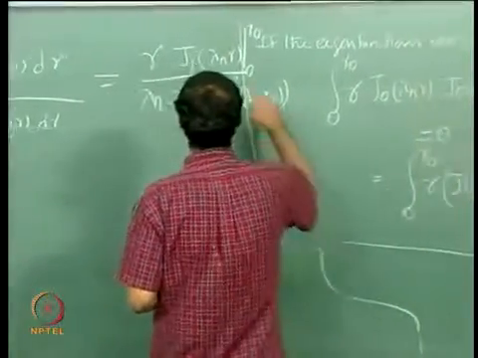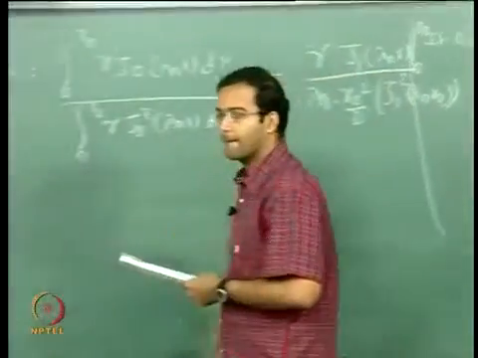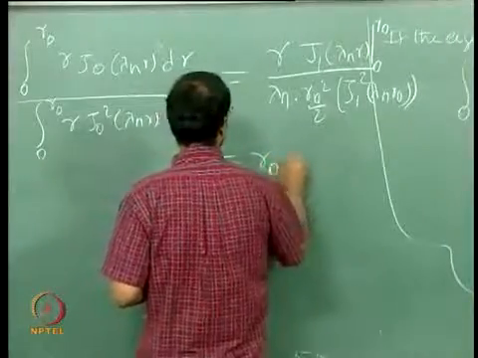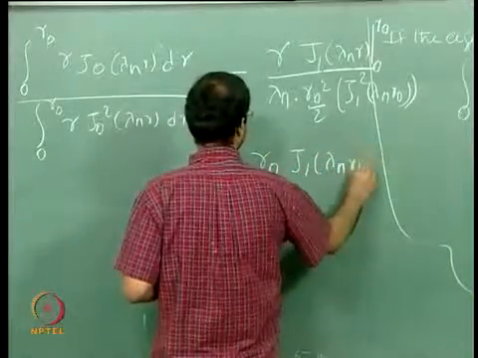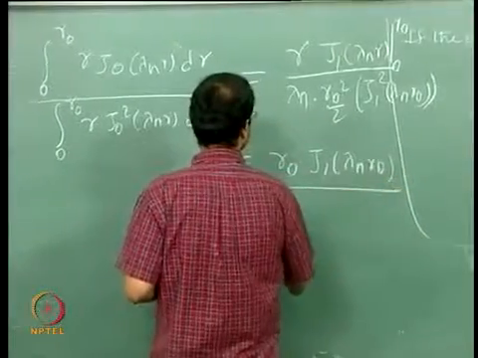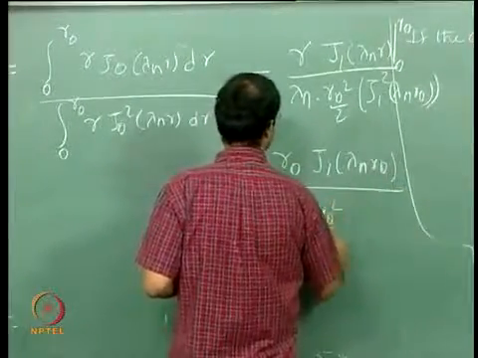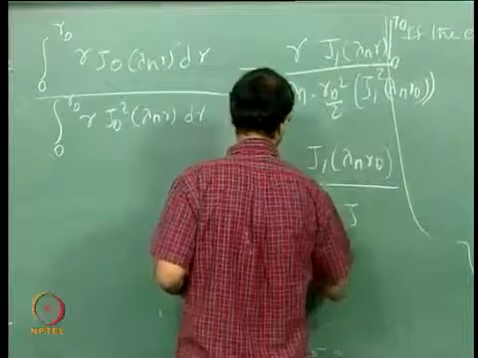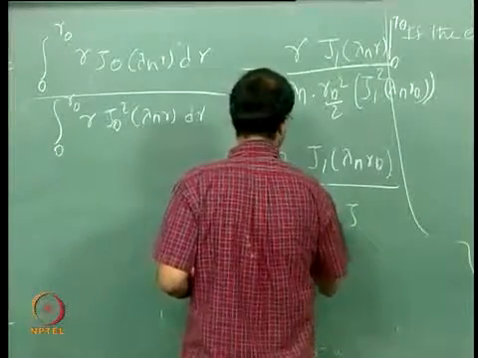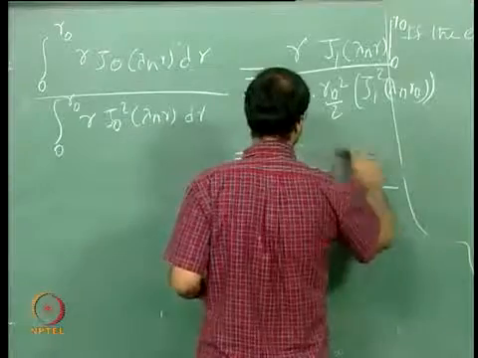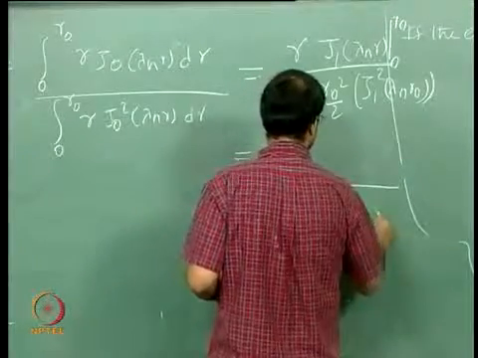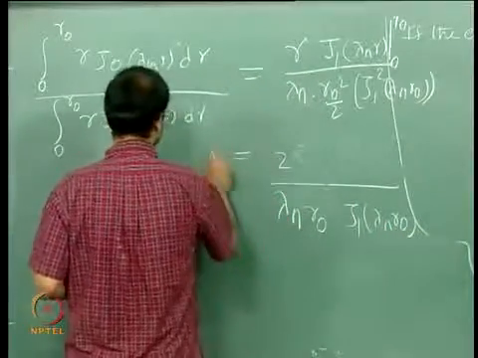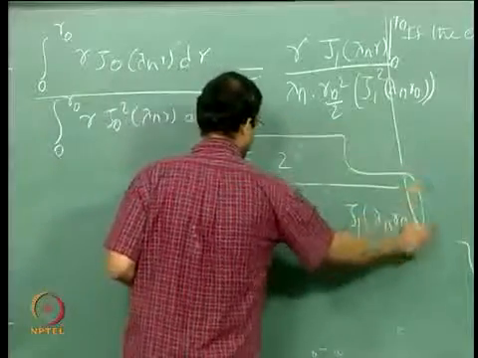Okay. So at 0 J1 will be what? 0 if you look at the curve. So therefore this will be r_naught into J1(lambda_n r_naught) divided by r_naught square by 2. So this J1 cancels here, r_naught cancels. So this can be written as 2 over lambda_n r_naught J1(lambda_n r_naught). Okay. So this is your expression for a_n, final expression.